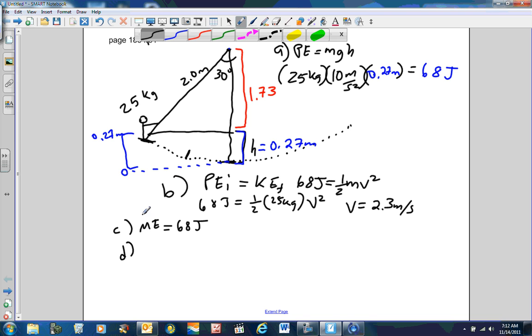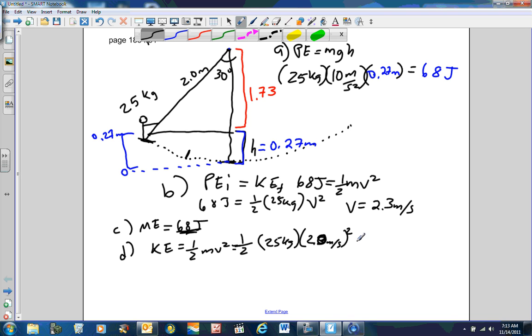We go from potential to kinetic, back to potential, back to kinetic. In between here, we're going to have a mixture of kinetic and potential, but when added together, they're always going to equal 68. Did he ask an interesting question? In real life, we do have friction, and we're ignoring that for the most part in this chapter. So I know that my total mechanical energy is 68.